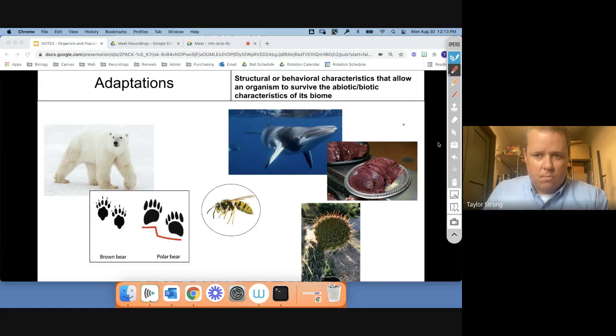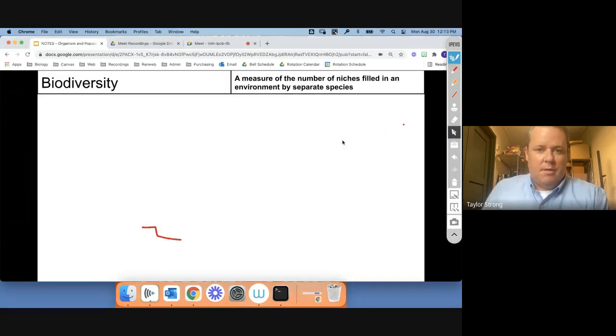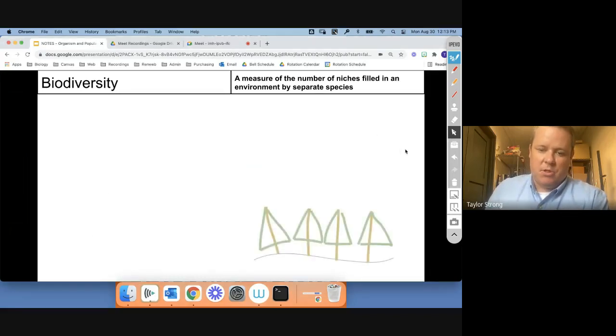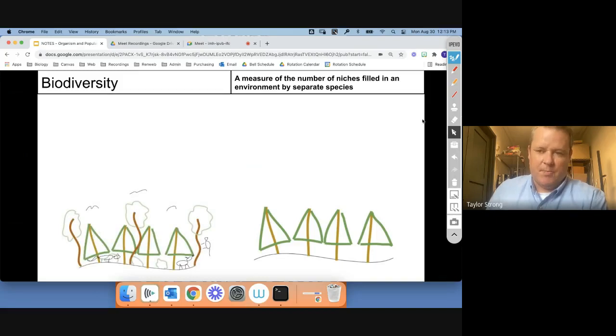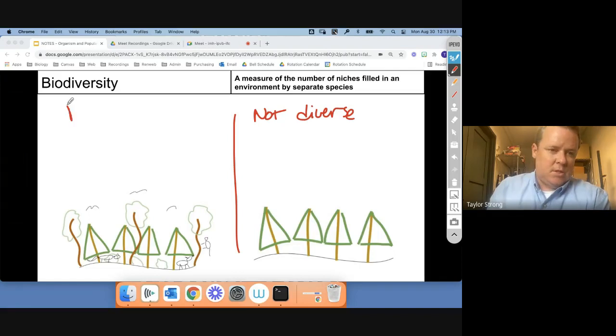So all right, if we move forward to, remember we were talking about the niche, then we could describe this term called biodiversity as the number of niches filled in an environment by separate species. And so if we just drew two environments, I drew these a long time ago and I just kept them, I tried to make them very, very simple, then we would say that this one is not diverse and this one is diverse.